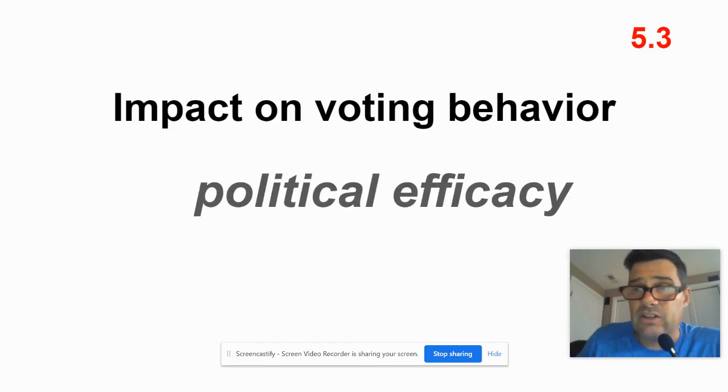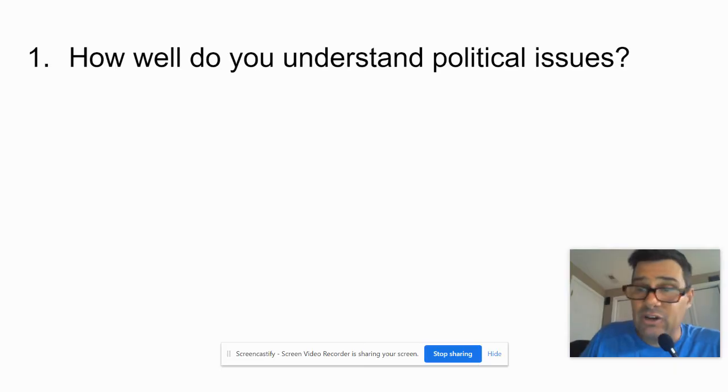All right, last thing on this big lesson, 5.3, impact on voting behavior. And it's a political term that we need to know. It's called political efficacy. That's how you say that second word, efficacy. So what is your political efficacy? And this is a huge determination on whether you actually will show up on election day and actually vote. Political efficacy, 5.3. Pause if you need to. Here we go.